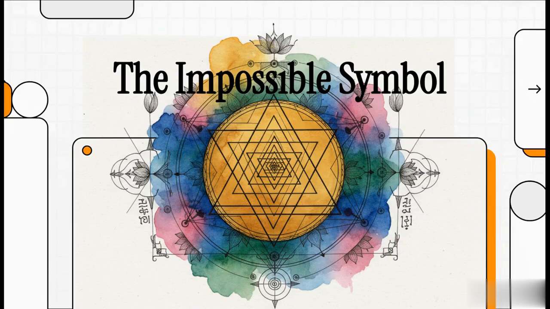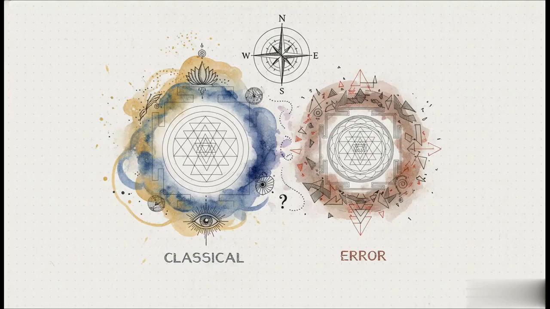So today, we are going to dive into one of the most beautiful and frankly mysterious diagrams in all of human history. It's called the Shri Yantra. Now on the surface, it's an ancient Hindu symbol, but it's also a deep geometrical puzzle that has left artists and even mathematicians totally stumped for centuries.